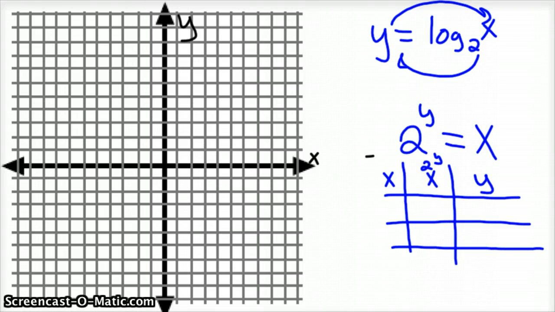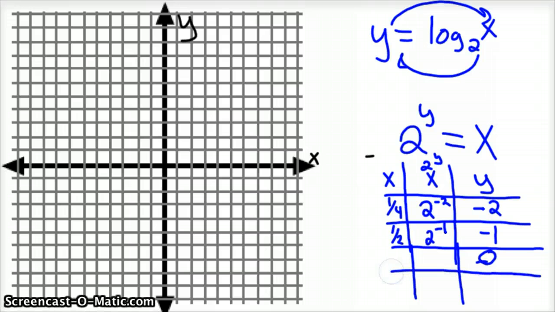I'm going to start with negative 2. That would be 2 to the negative 2, which is 1/4. Negative 1 would be 2 to the negative 1, which is 1/2. We'll keep on going. Now 0, and you could pick decimals too, but let's keep it whole numbers. 2 to the 0 is 1.